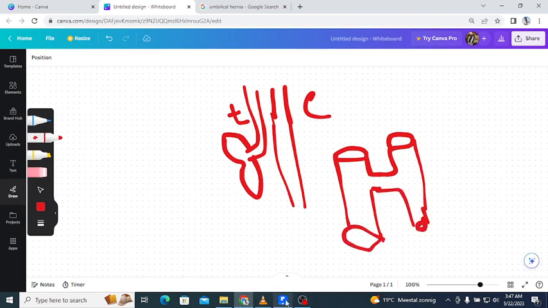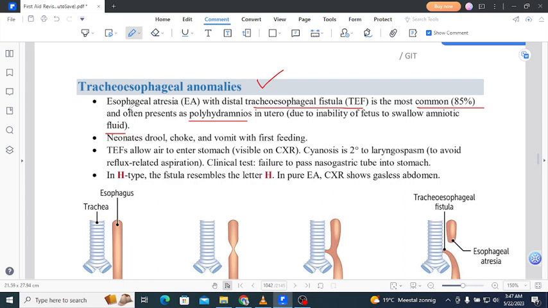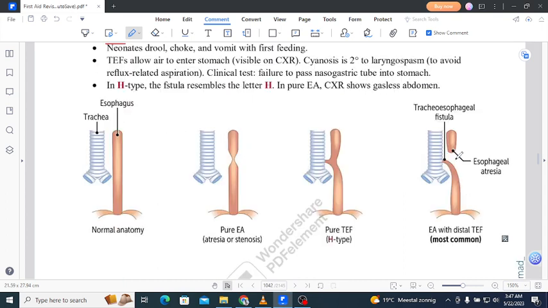So now let's see it. Over here are the neonates. Like this one is the most common type of esophageal fistula, in which the proximal esophagus becomes atretic. There is just a closed pouch, and the distal esophagus is continuous with the trachea. So this kind of tracheoesophageal fistula is very common, and it is seen in 85% of the cases.